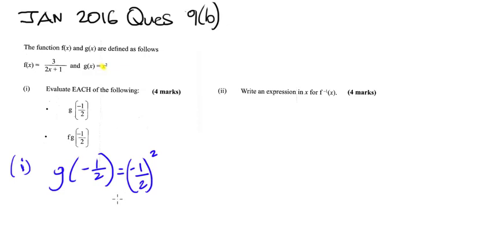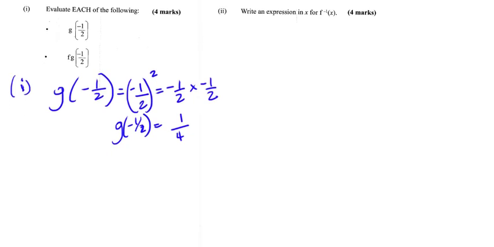And negative a half all squared is going to be equal to negative a half times negative a half. Negative 1 times negative 1 is 1. 2 times 2 is 4. So that means g of negative a half is equal to a quarter. Very important to remember that we square all of this. Negative a half is all of our input, so we square all of negative a half. Okay? Good.